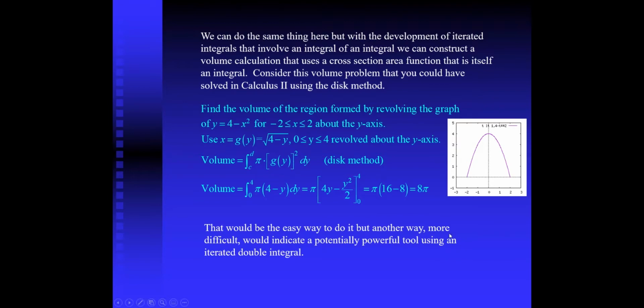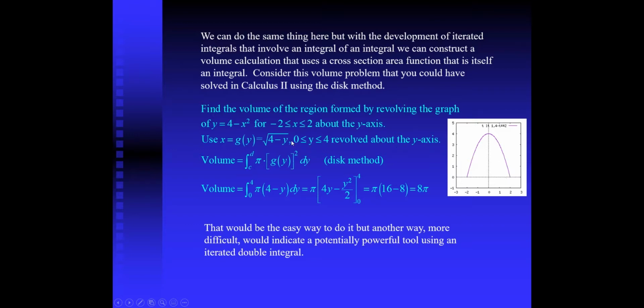Now what I want to do here is another Calc 2 problem, but use it to build a way to do this in Calc 3 using an iterated double integral. So I'm going to again find the volume of a region formed by, in this case, revolving the graph of y equals 4 minus x squared, this little parabola here, for x between negative 2 and 2, about the y-axis. You can actually just take half of that and revolve this about your y-axis.